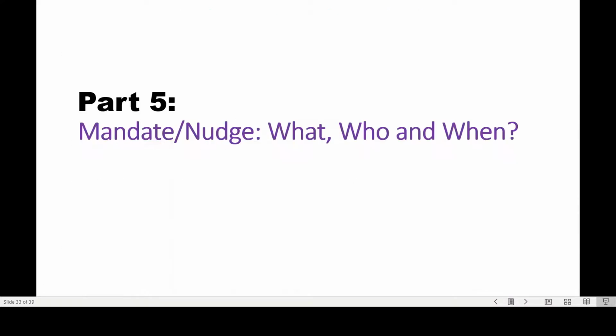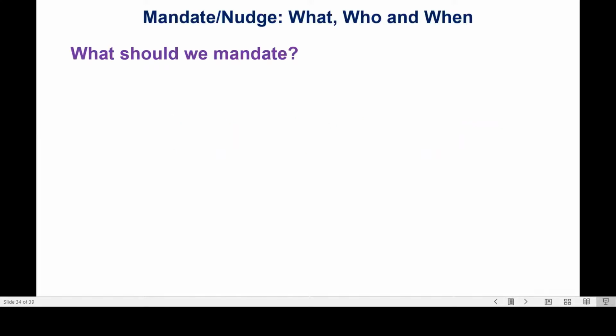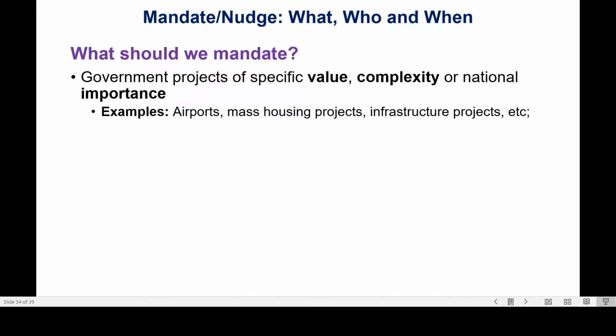Okay, right. So finally, I want to go through the sort of things that we can mandate or not. What do we mandate? Who will do this mandating, and when should it happen? Let's start with what we should mandate. I think that, for example, government projects that have specific value or specific level of complexity, like airports or hospitals, or some projects that have national importance. These are the sort of things that you want to mandate to start with.